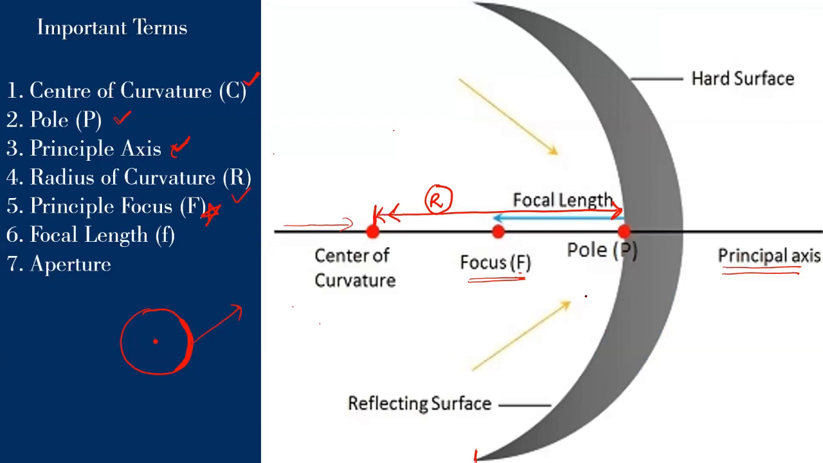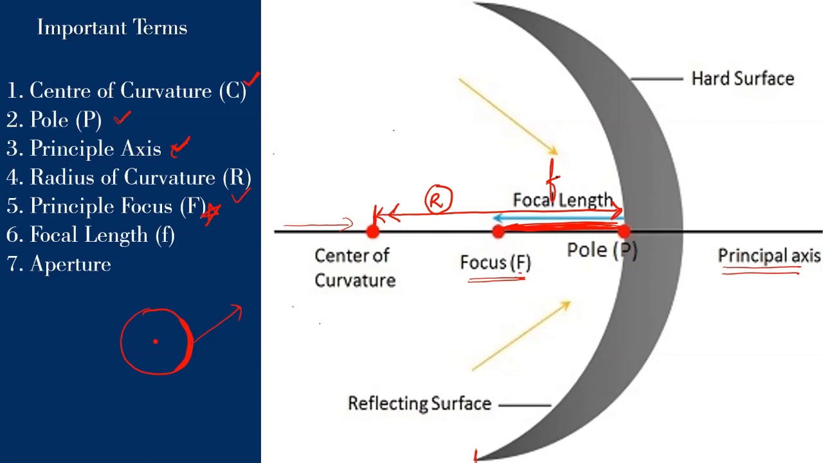Now as far as focal length, again a very important term, because we would be solving many numerical problems with the help of focal length. So focal length is basically the distance between your pole and focus. Okay, can you see this? So this is your focal length. It is always the distance between pole and focus. Radius of curvature is the distance between pole and center of curvature. Distance between pole and focus is called focal length. Focal length is denoted by small f.